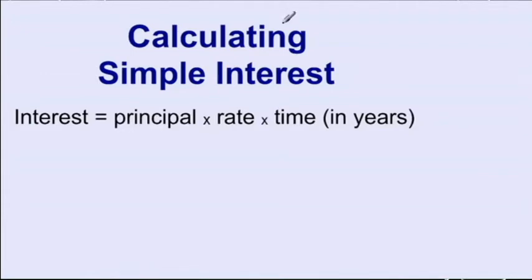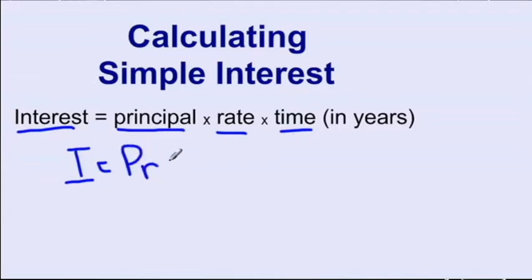We're going to look at calculating simple interest today. The formula for simple interest is interest equals principal times rate times time. We can also write this as I for interest, P for principal, R for rate, and T for time. Interest is the amount of interest earned or paid. Principal is the amount you either invested in the first place or the amount of loan you took out. Rate is the interest rate as a decimal, so if it's given as a percentage, we're going to need to divide by 100. And time is the time in years.